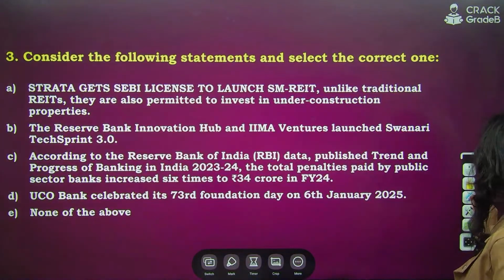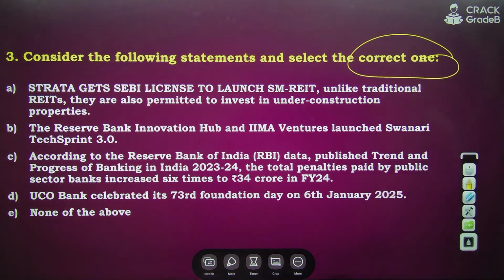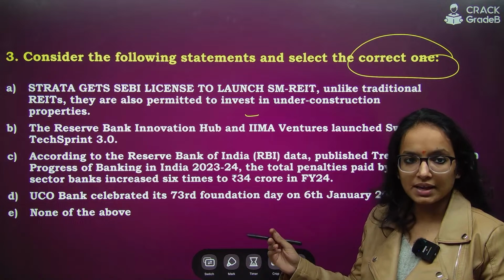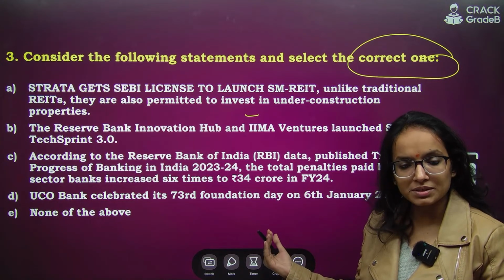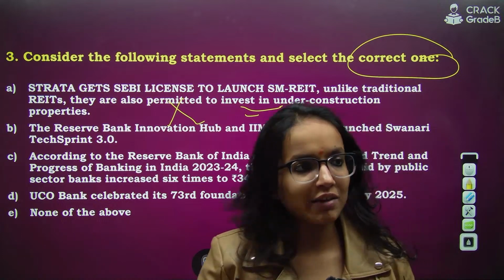Then next question. Consider the following statements and select the correct one. Here you have to select the correct one. Read these statements and tell me which one is the correct one. Tell me the correct statement here. So if you look at the first statement, Strata has received this license to operate a small and medium size REIT, but they are not permitted to invest in under construction project. This I have specifically mentioned, right?